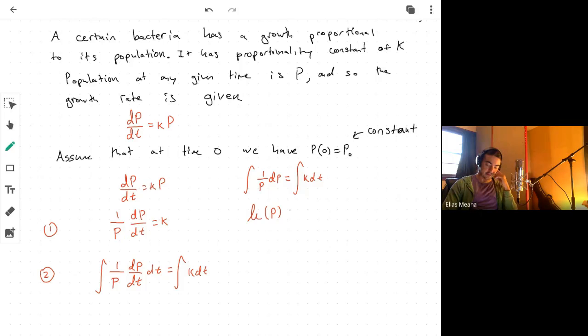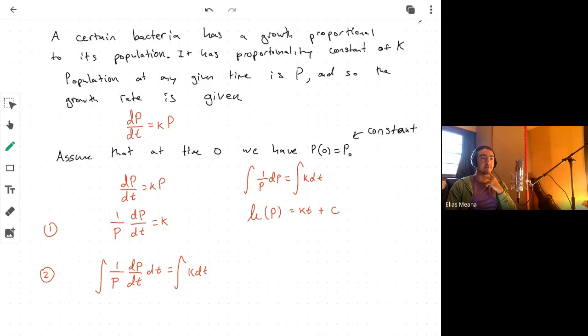All right, so that's going to be equal to the integral of k with respect to t, since k is just a constant, is just kt. And then remember that we've got to add a constant of integration, but we can just add it to one side. So we're going to add it here. So we have natural log of p is equal to kt plus c, right?